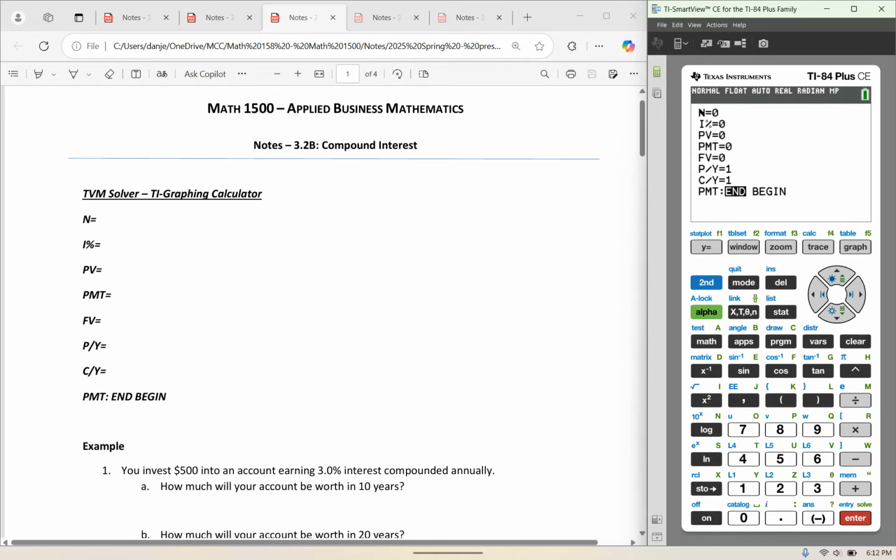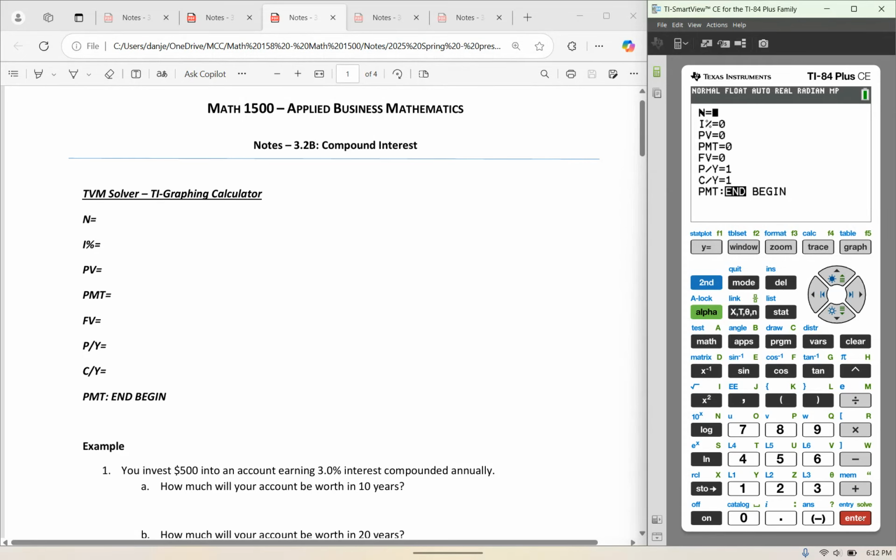Now you'll notice that the calculator is going to ask for certain information: N, which is a capital N, not a lowercase n, I%, PV, payment, FV, P/Y, and C/Y. So let me talk about those.